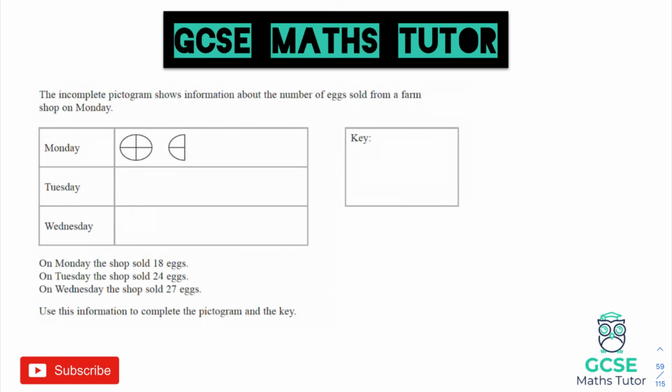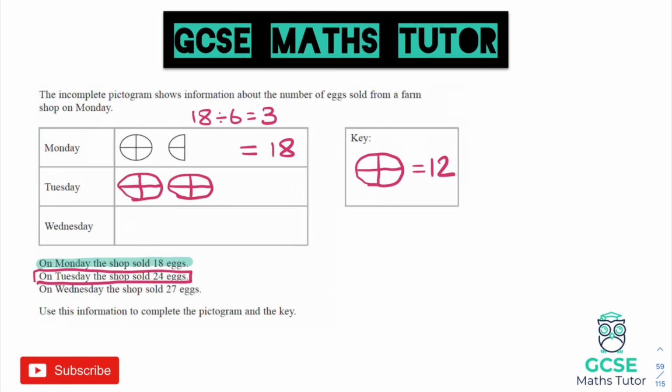When doing a pictogram, you need to make sure that there is a key. So here we need to figure out what the key is. We've got 18 in Monday. So we could work out from that the key therefore must be 12 for each one of those pictures. We can then use that to answer any further questions.